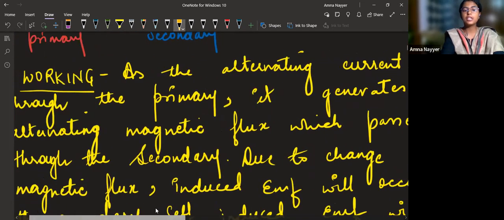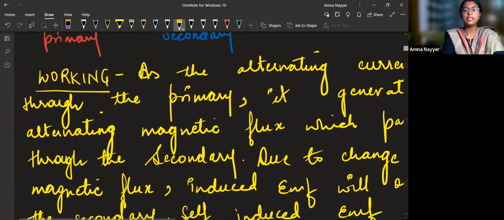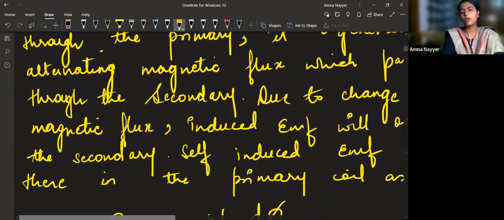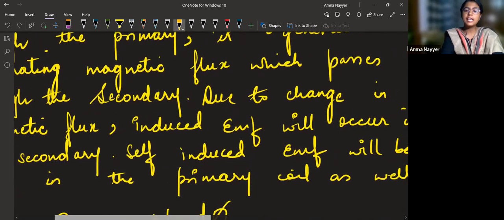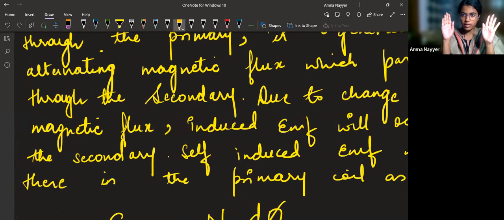So due to the change in the magnetic flux, induced EMF will occur in the secondary coil, and self-induced EMF will be there in the primary coil. This means primary coil is there, secondary coil is there, both the coils are there. Primary gets the flux changed and the effect you see in the secondary. This is known as mutual induction. But within the primary coil, some amount of self-induction also occurs. That is what is written in the working.